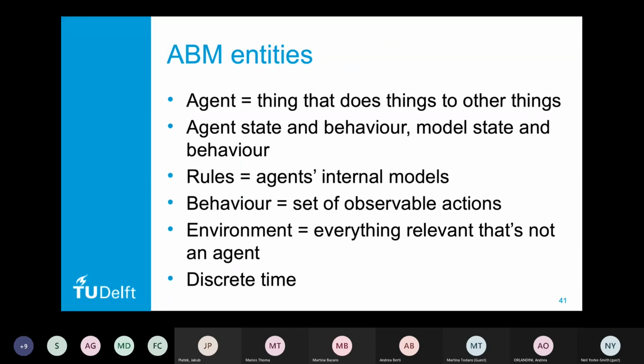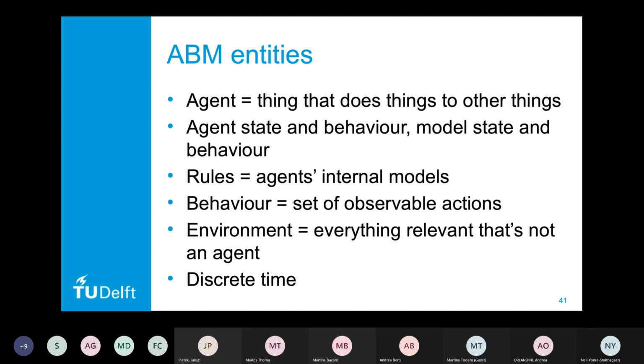So what do we have in our agent-based model? Let's give some definitions. We define an agent as a thing that does things to other things. That's just what I explained in the previous slide with the picture. So we have an agent state, agent behaviors, a model state and its behaviors. We need some rules. What are the rules? I said it doesn't really matter what they are for now. What matters is that they're the agent's internal models. So the agent could build models inside itself, for example, of the environment or other agents. Behavior is what we can observe, the set of observable actions of the agents.